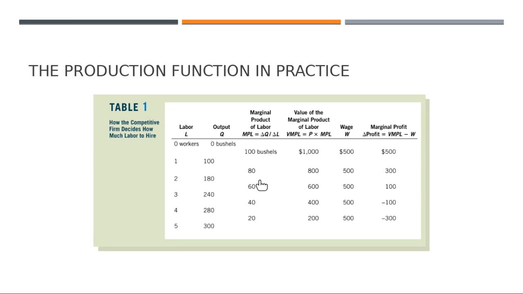So their marginal product is then 80. And again, you can calculate this by doing 180 minus 100, i.e. the change in quantity, divided by the change in labor, 2 minus 1. So you wind up with 80 divided by 1 equals 80.